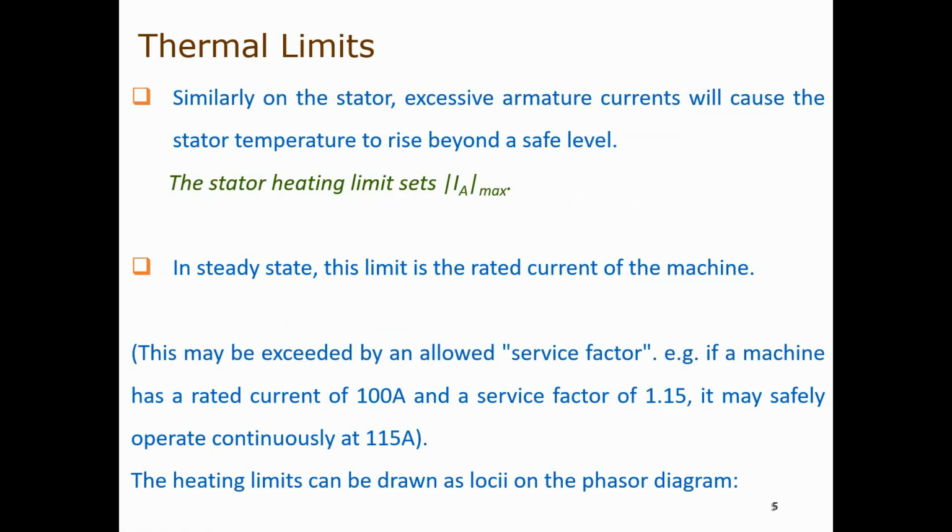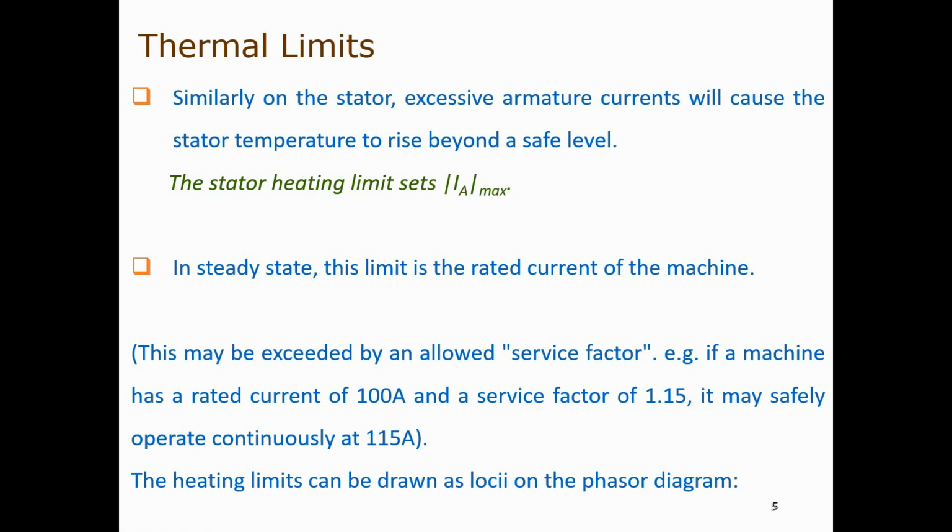Similar to the rotor, the stator winding is also there, and in the stator winding also we are having the Ia square Ra loss. So excessive armature current will cause the stator temperature to rise beyond a safe level, and we define the stator heating limit. So the stator heating sets Ia maximum. Please note down, the stator heating limit sets Ia maximum. In steady state, this limit is nothing but the rated current of the machine. This may be exceeded due to a service factor.